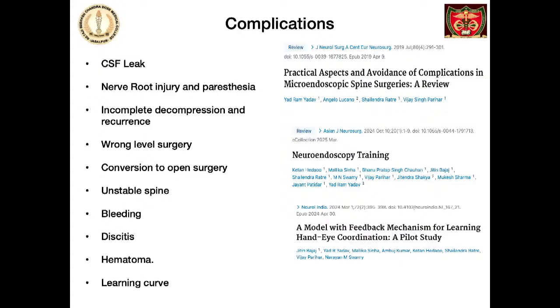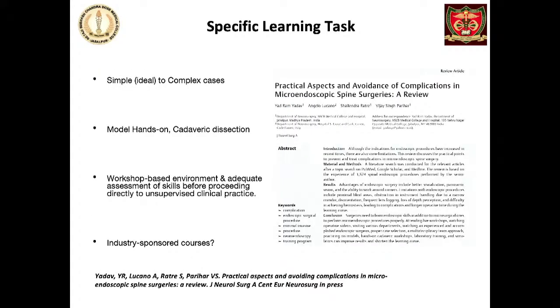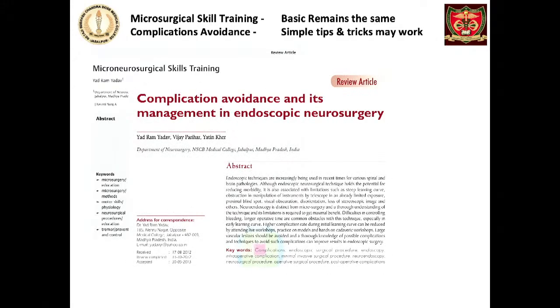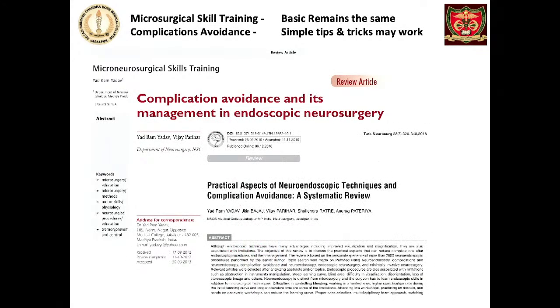So we do have a complication, a lot of complications: CSF leak, root injury, incomplete decompression, wrong level surgery, need to convert into open surgery, producing an unstable spine, bleeding, discitis. But with the learning curve, we will have fewer.